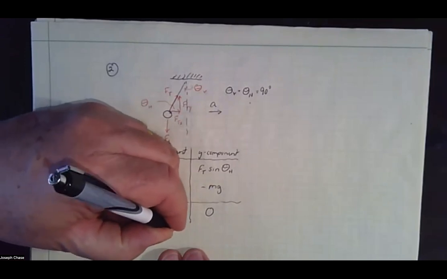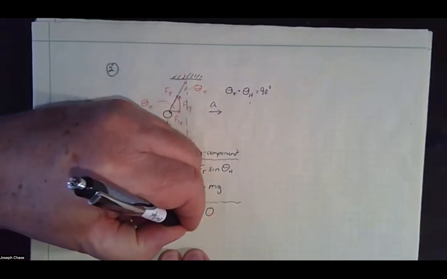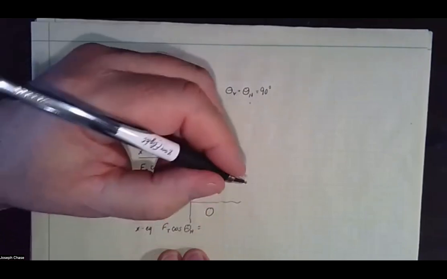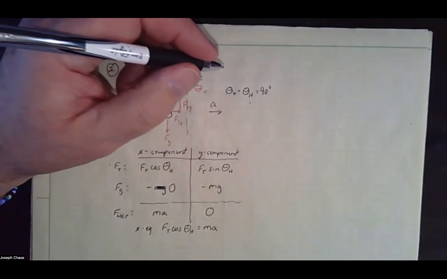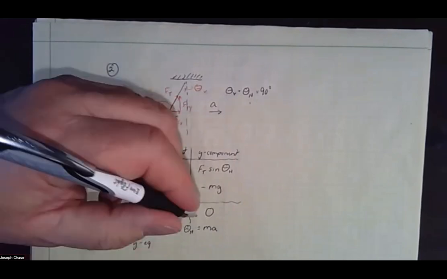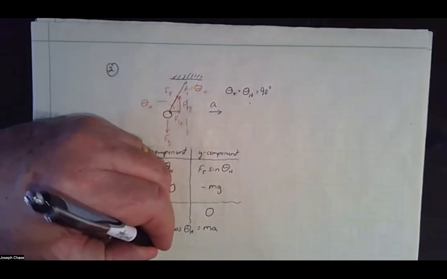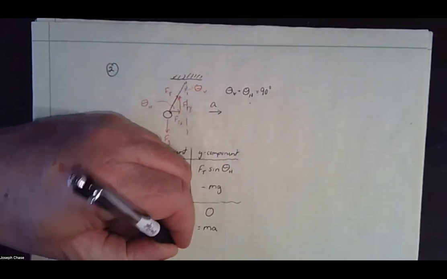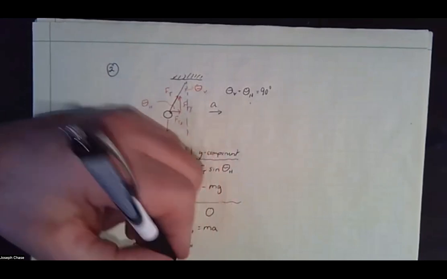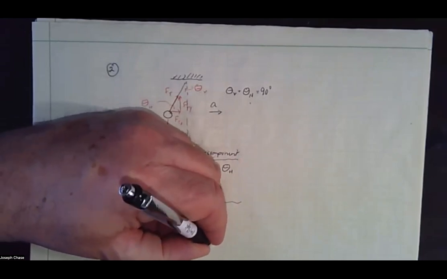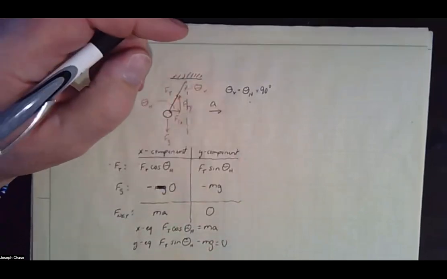All right, great. So now from the x equation, I get Ft cosine theta h equals ma. And from the y equation, I get Ft sine theta horizontal minus mg equals 0. Okay.